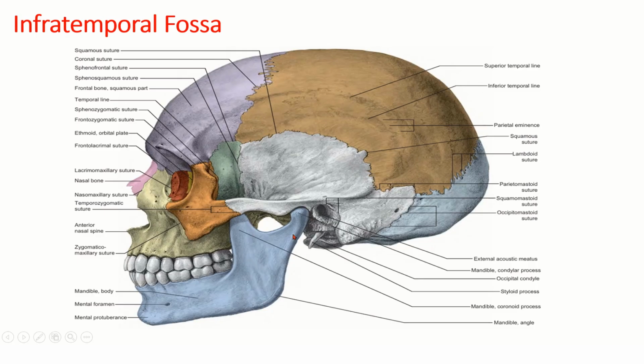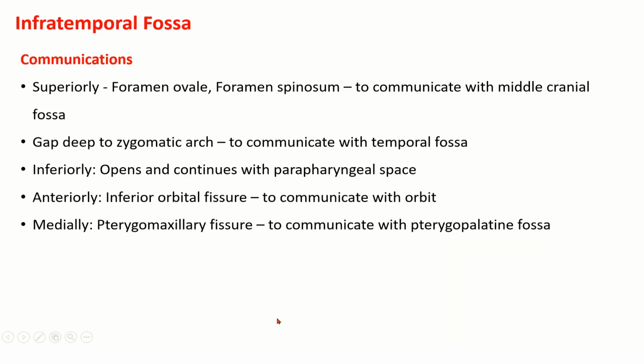So, in order to see the contents of the infratemporal fossa, we need to cut and remove the ramus of the mandible. So, communications: superiorly there are two openings, foramen ovale and foramen spinosum, through which it communicates with the middle cranial fossa. So the gap deep to the zygomatic arch allows a passage between the temporal fossa and the infratemporal fossa. So inferiorly the space is open and continues with the parapharyngeal space.